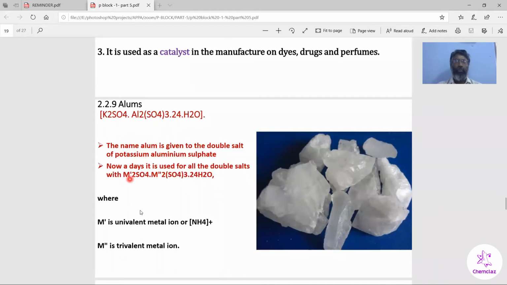M' is a univalent metal ion, a metal ion with only one positive charge. M'' is a trivalent metal ion, which means a metal ion with a 3 plus state. That is called a trivalent metal ion. 24H2O is called water of crystallization.